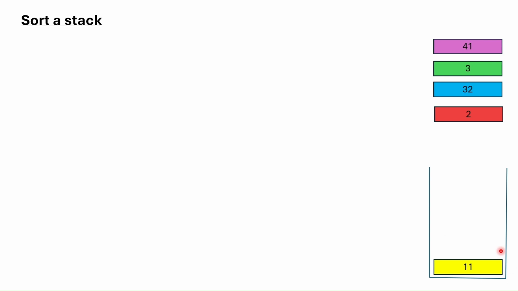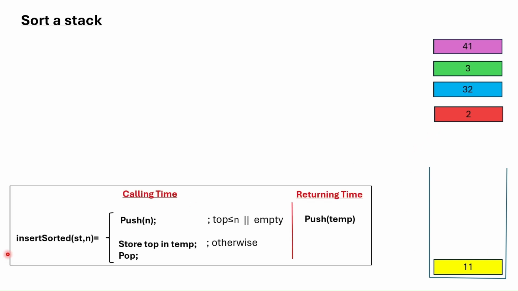Isn't this what we were doing in our previous problem? Yes. So we will pass this 2 in our insert sorted function. What will this function do? This function will put this 2 in its correct position. Now look how it is done. To put this 2 in its correct position, this function will pop 11, then we push 2 and then we push 11. Now we will pass this 32 in this function. How will it do this?